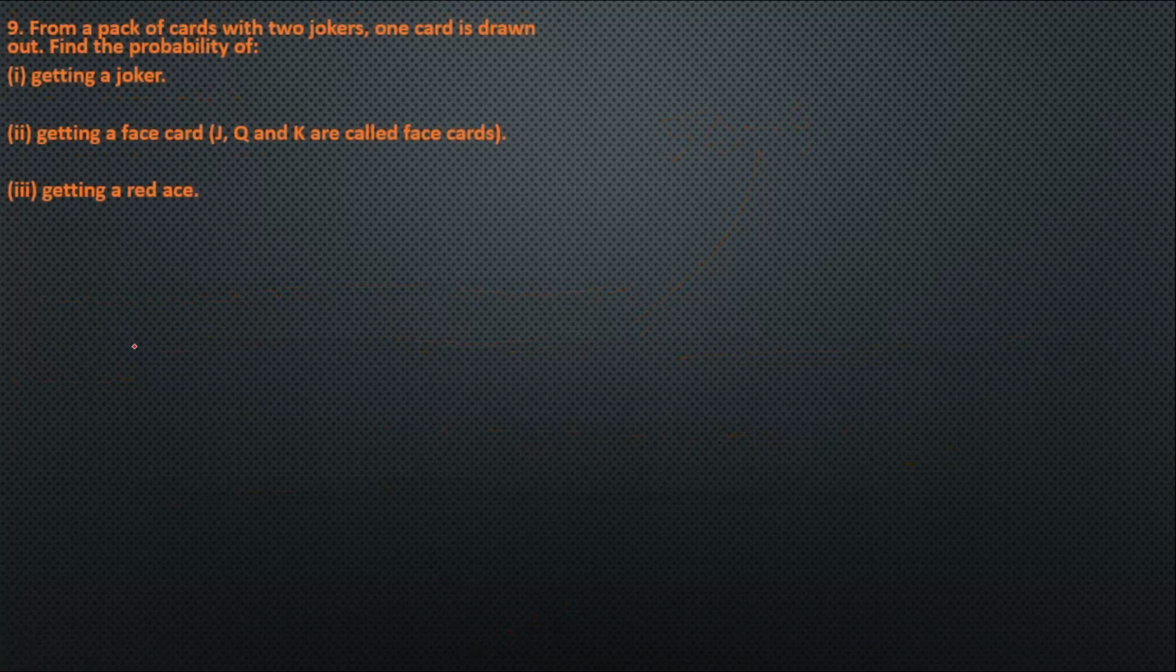We have left only 2 questions. So question number 9, let's start the question here. Find the probability from a pack of cards with 2 jokers. 1 card is drawn. Students, normally in a pack of cards there are total 52 cards, and this pack of cards has 2 jokers. This means 52 plus 2. This means the total number of cards is going to be 54. There are 54 cards in the pack of cards.